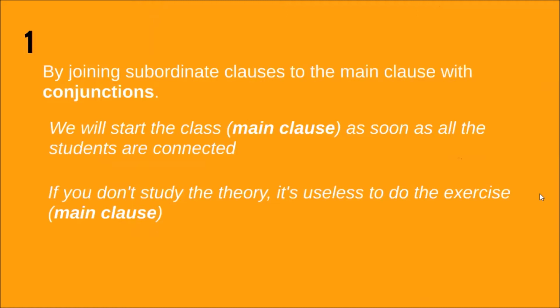In this case, we will start the class is the main clause because we can remove it. I mean, we can analyze it as a full sentence and it doesn't depend on the other. But the other clause, as soon as all the students are connected, if we remove that clause, it doesn't make much sense. I mean, it will need something else in order to be a full sentence. Do you understand so far?